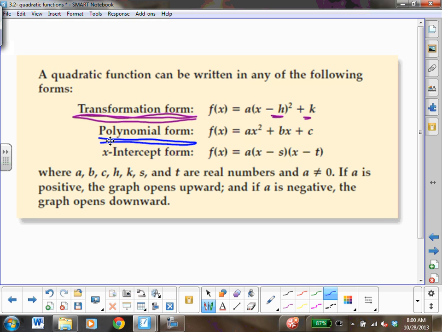Polynomial form would be the form with no parentheses. And x-intercept form would be factored. Notice that in x-intercept form, there's a coefficient out front, and there are no numbers being multiplied to the x's. So that's kind of a key thing that we'll talk about in the future. So let's do an example.